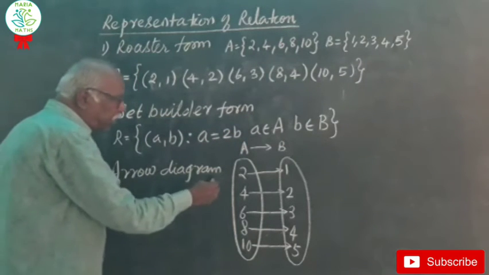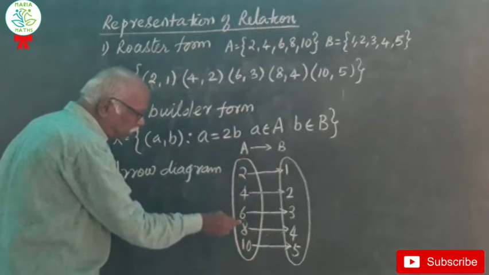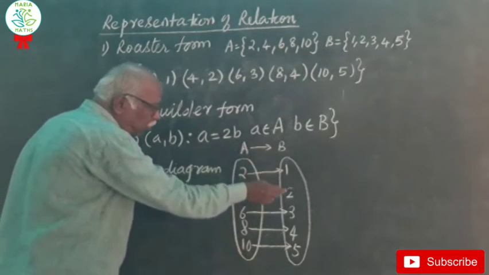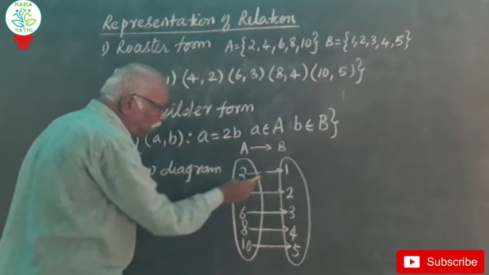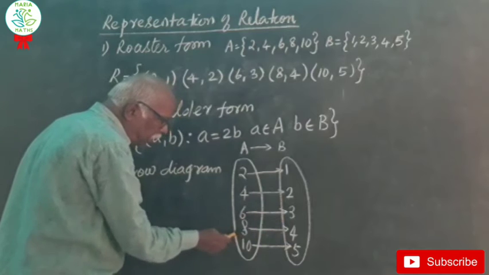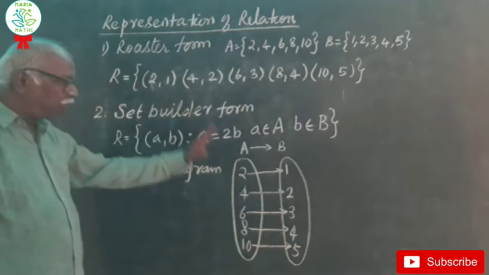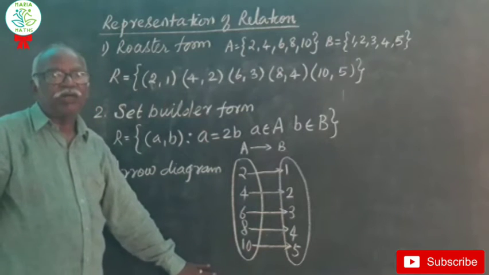Third one, by arrow diagram. All the elements in set A are 2, 4, 6, 8, 10. Set B is 1, 2, 3, 4, 5. 2 is mapped to 1, 4 mapped to 2, 6 mapped to 3, 8 mapped to 4, and 10 mapped to 5. This type of representation is called an arrow diagram.